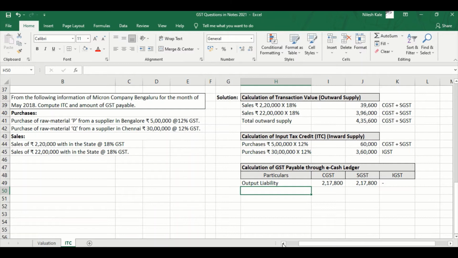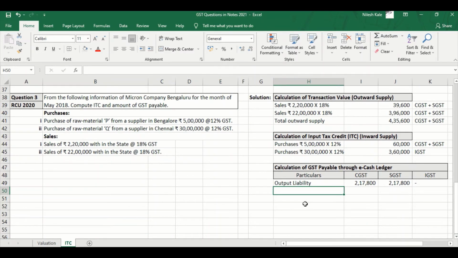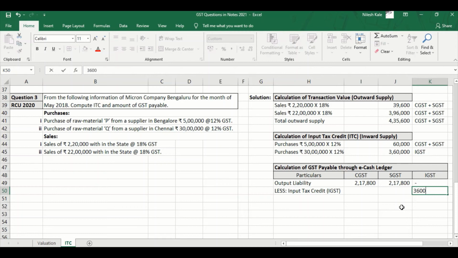And then consider this, okay, less input tax credit of IGST will have to finish. Do we have any IGST liability? IGST credit? Yes, IGST credit we have ITC, that is 3,60,000. As I had told you, 3,60,000, we are not writing it here. This is wrong. 3,60,000 because IGST liability is 0, and therefore we are not writing anything here.